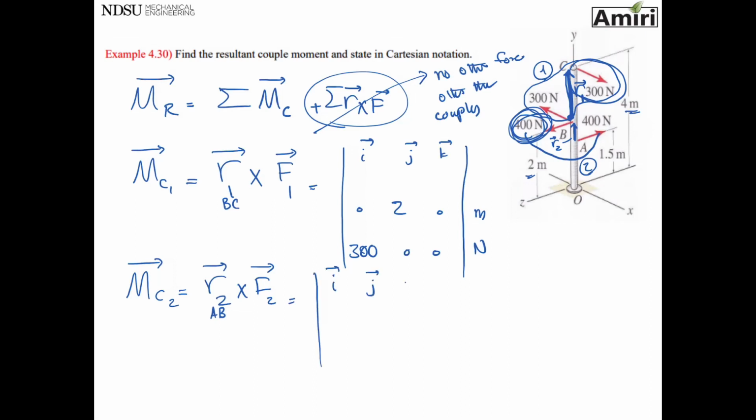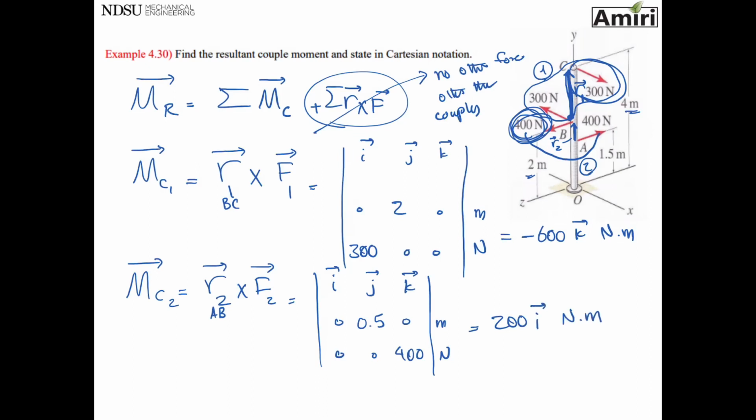I need IJK. How much am I moving in my R? I am moving 0.5 meters in plus Y direction, 0, 0. And my F2 that I arrive at is 400, and that's pointing towards plus Z direction. That's all I care about. So the first one, if you do the math, you're going to get minus 600 K units of Newton meters. The second one, you're going to get 200 I Newton meters. So what the problem is asking, resultant couple moment, is going to be MR, addition of those two vectors together. It's minus 600 K Newton meters.